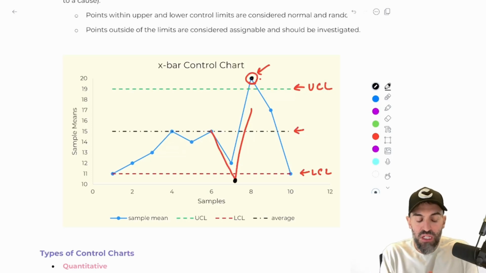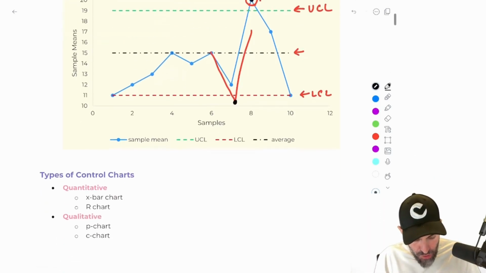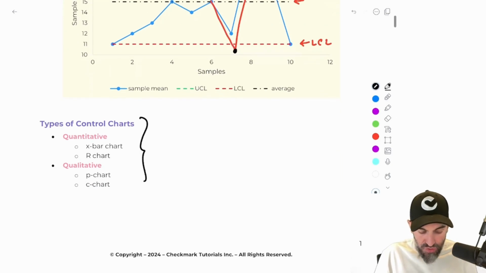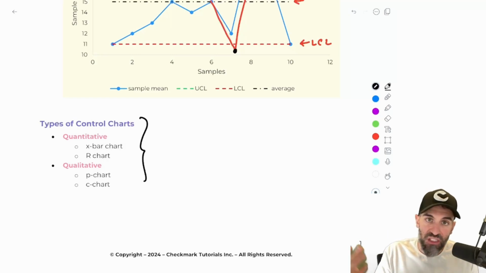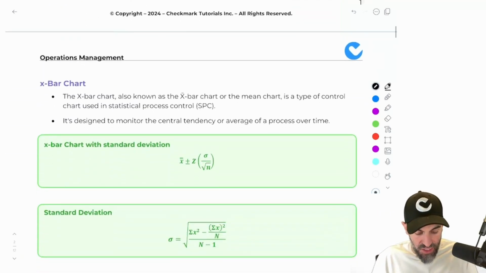We're trying to separate random variation that is normal from variation that can be assigned to some reason. Okay, so we've got 4 control charts. 2 of them are quantitative. This is when you're looking at something quantitative, like a measurement. And 2 of them are qualitative, when you're looking at something qualitative, like an error, a defect. So let's get into it.